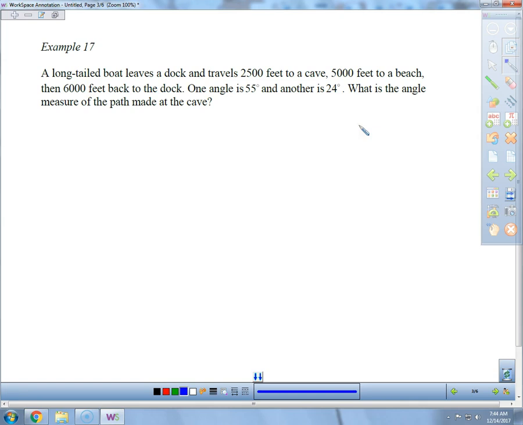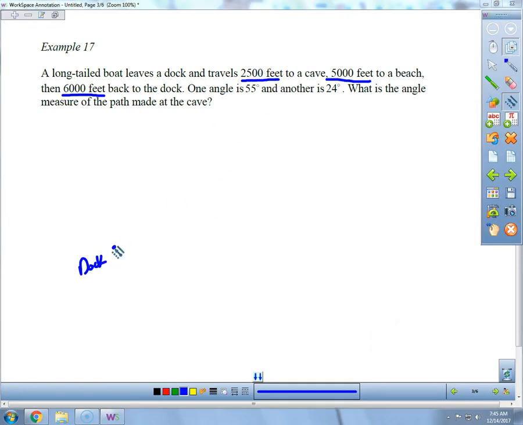Man, it almost feels like there's not enough information to figure this out, but in fact there is. So what do we have? We have 3 side lengths. I think maybe drawing a picture here would help us out. So, let's see here. Leaves a dock. So let's say the dock is right there.